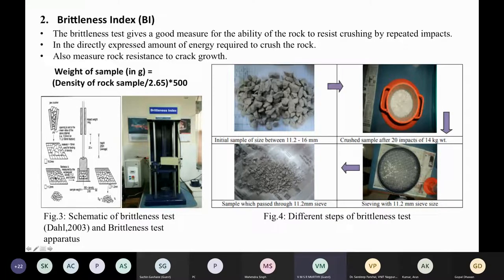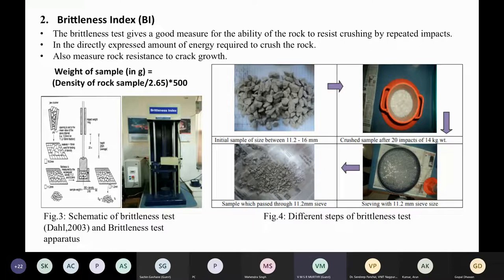So this sample, I'm placing it in the crucible, which you are seeing in the figure on the right side. And then I put a lid on top of it. And on the lid, I'm going to hammer it with a 14 kg weight from a height of 25 centimeter for 20 times. So this is the methodology that was suggested by NTNU, and I've given the reference. Once I hammer it for 20 times, the material under this gets crushed. And depending on the brittleness of the material, it becomes finer and finer.